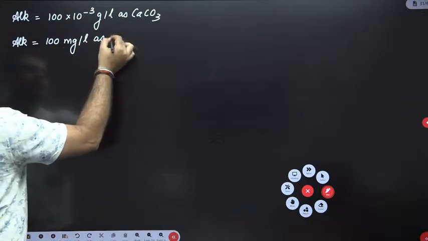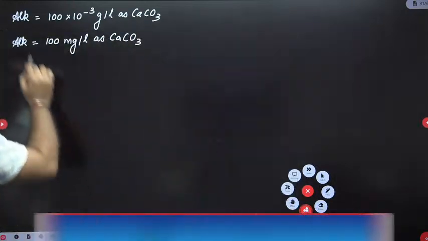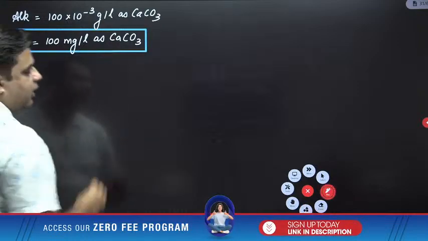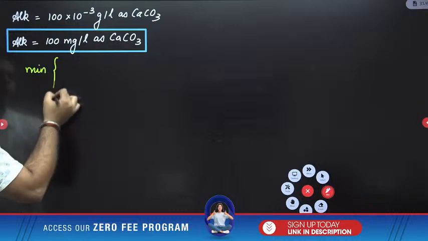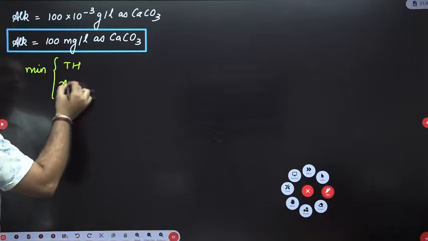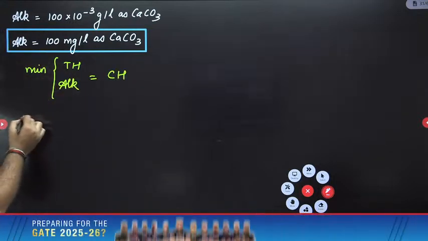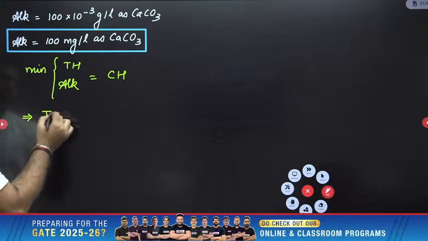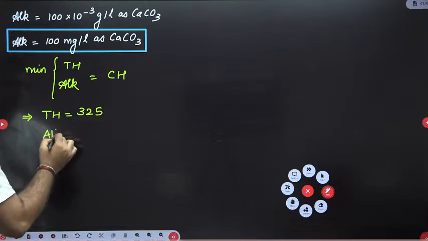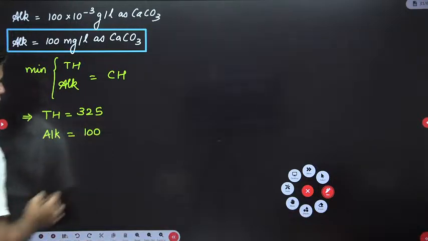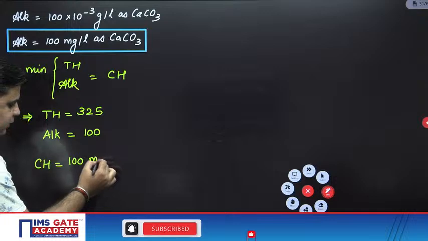Now you know the value of alkalinity. You know the value of total hardness. You can calculate the other types of hardness, that is carbonate and non-carbonate hardness. So I will write down minimum of total hardness and alkalinity is equal to carbonate hardness. So which one is minimum? Total hardness is 325 and alkalinity is 100. So you have carbonate hardness is 100 milligram per liter as CaCO3.